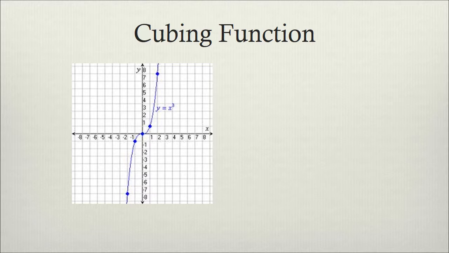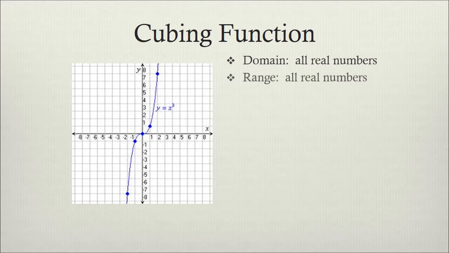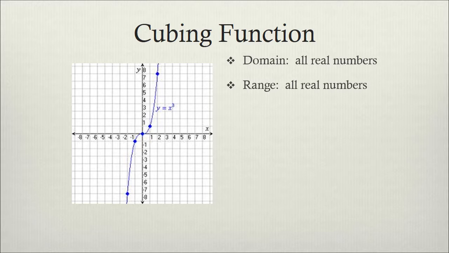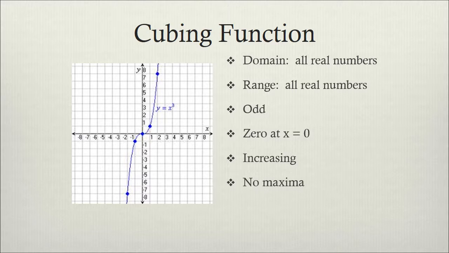And now we have the cubing function. You see here the most basic one, y equals x cubed. The domain is all real numbers. The range is also all real numbers. It is an odd function. There is a zero at x equals 0. This function is increasing over the entire domain. It has no maxima values and no minima.